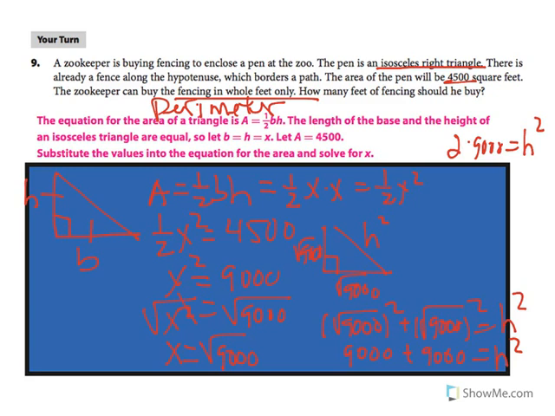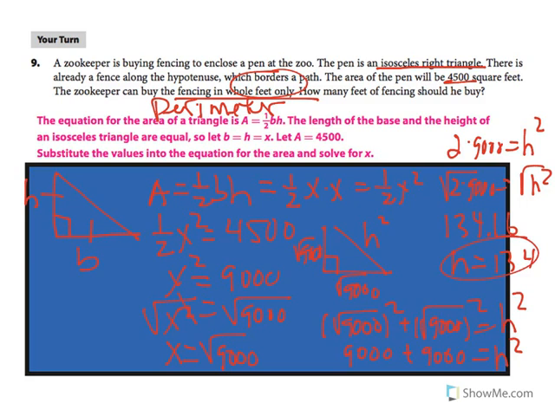So let me use a calculator for that. Okay, so then let me round this off. The square root of 2 times 9,000 equal to square root of h squared. So this gives us 134.16, and they want everything to be whole numbers, so I'm going to round this off, so the hypotenuse is 134, right?